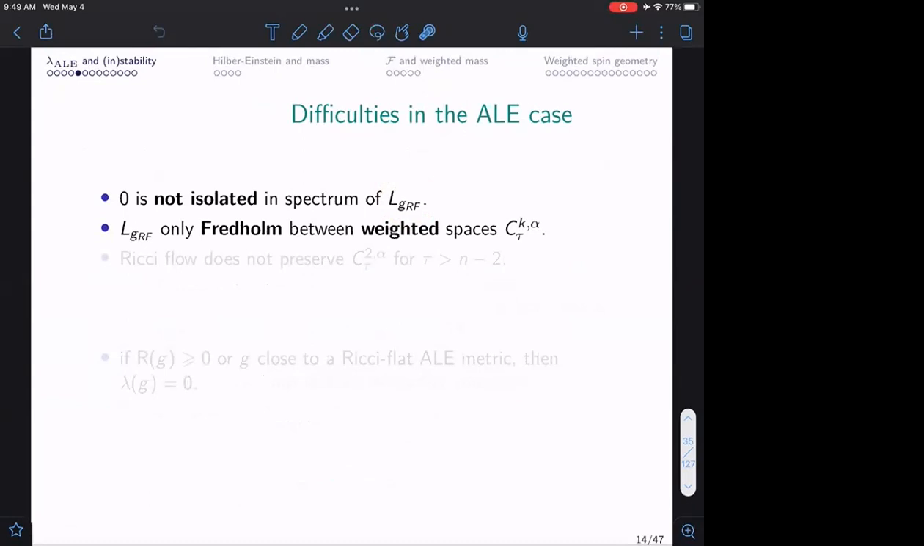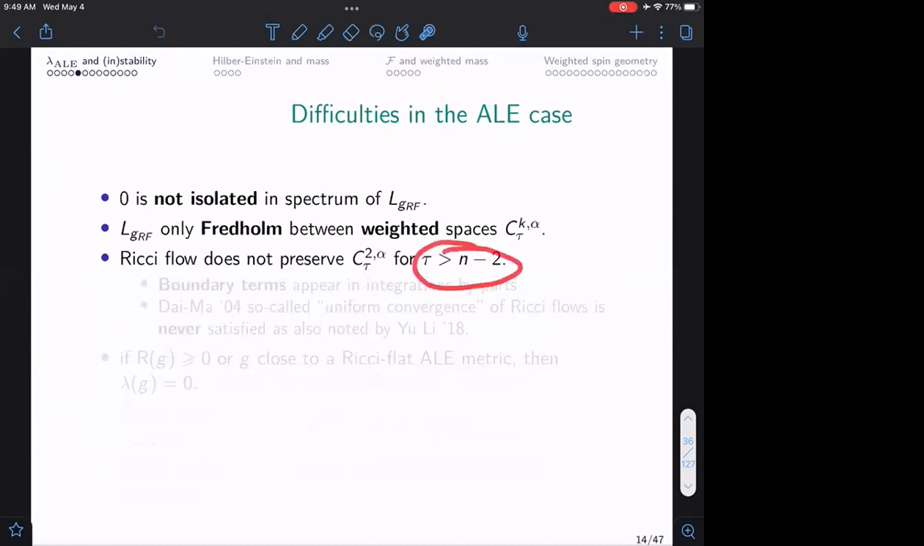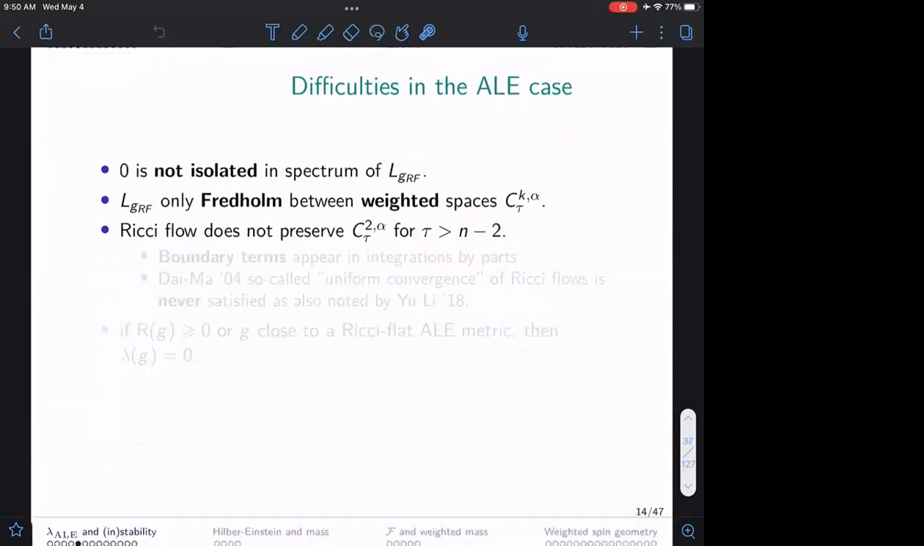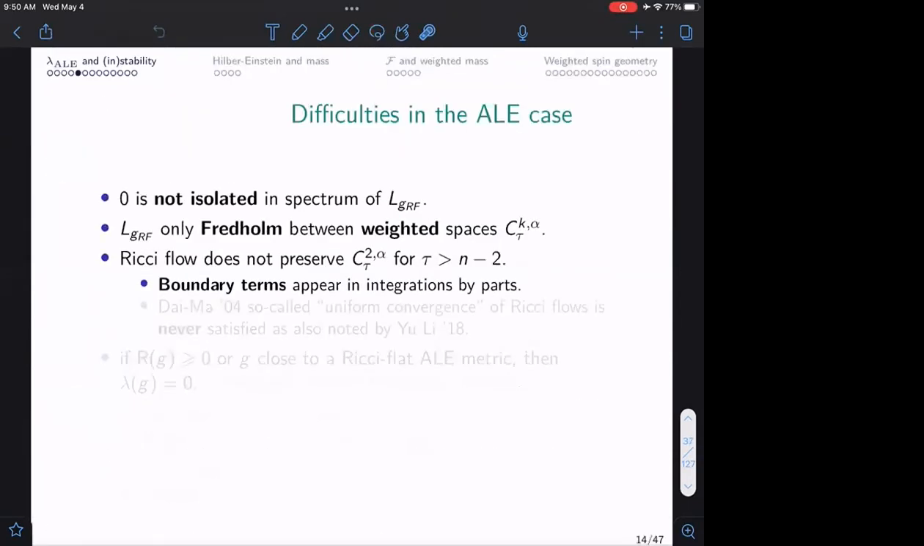Another problem, also typical in mass questions, is that you need to work with weighted spaces, because your linearization, your Laplacian, is not Fredholm in the usual Hölder or Sobolev spaces. So you need to work with weighted spaces all the time. Another problem is that Ricci flow will not preserve something with tau larger than n minus 2. So that's why we assume that tau is less than n minus 2 all the time. That creates some problems, one of them being that we'll have a lot of boundary terms appearing every time we do an integration by parts. That will make some formulas a bit more complicated, but that's all we can assume.